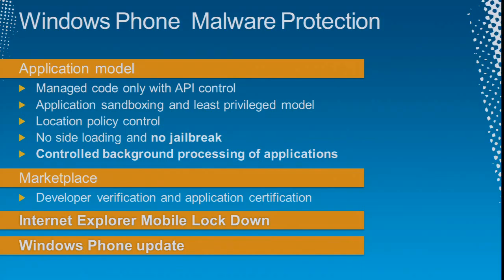If I ask the user, can I access local storage? Can I access the data network? All these things are in the manifest, and they're enforced at runtime. So if any app is trying to do something outside of the manifest, then the control system immediately shuts that down. So there is no side loading of apps, as we talked about before. The only way to get applications onto the device is via the marketplace. And we also have controlled background processing of applications, and we'll talk a little bit more about that.